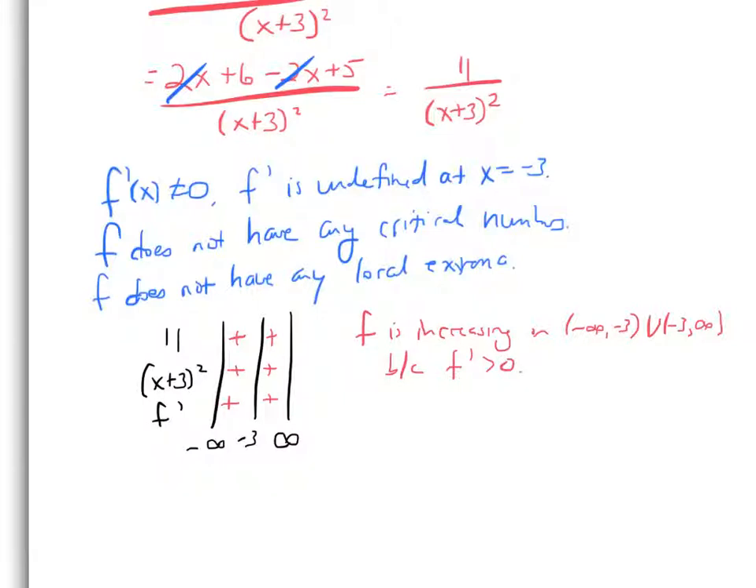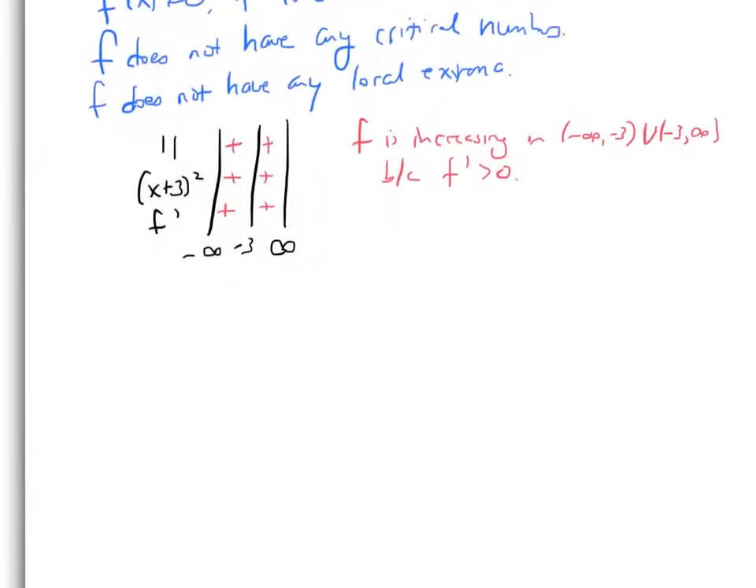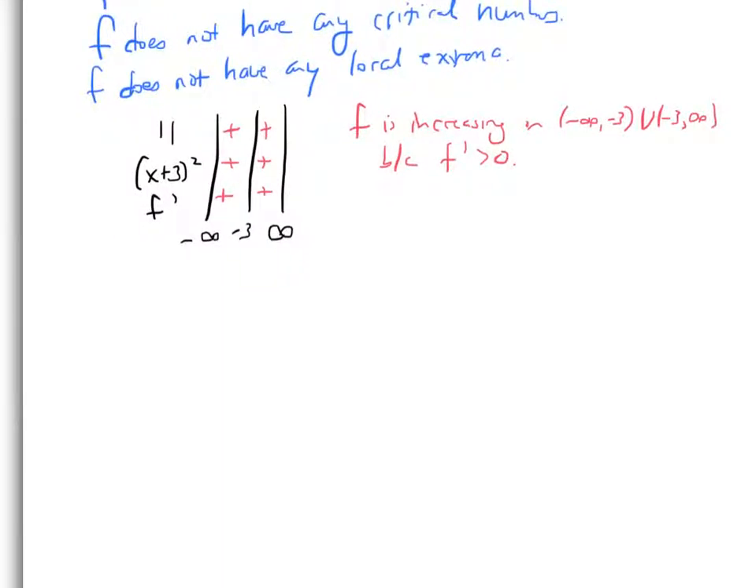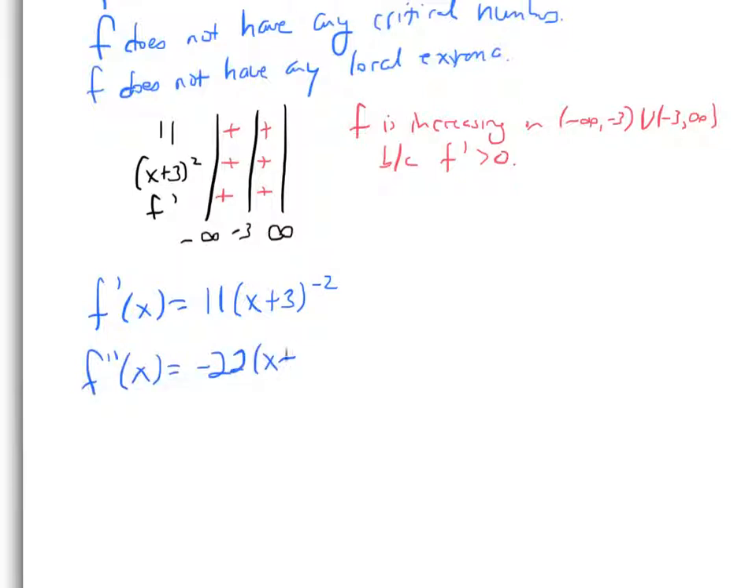Okay, now we're ready for our second derivative. So f double prime, well, what I think I'm going to do first, actually, let's rewrite f prime of x as 11 times (x plus 3) to the negative 2. So f double prime is negative 22 over (x plus 3) cubed.